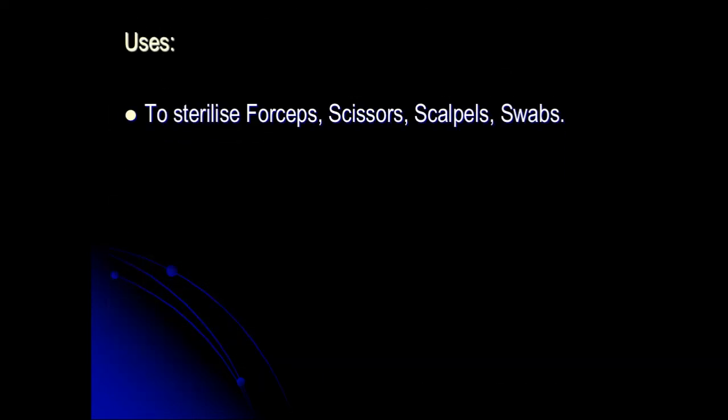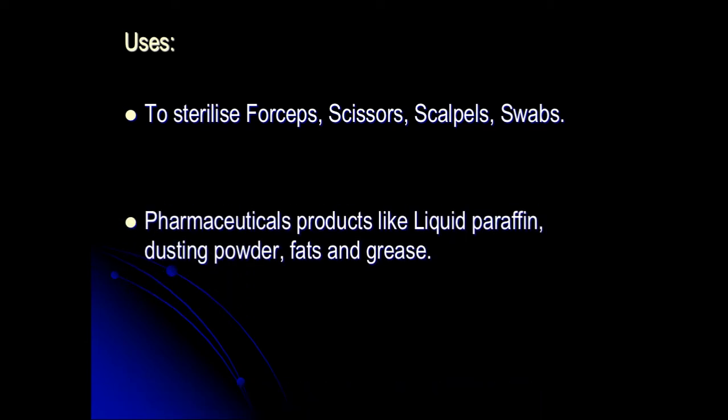By this method you can sterilize forceps, scissors, scalpels and saws. The second most important use is to sterilize pharmaceutical products like liquid paraffin, dusting powder, fats and greases, which cannot be sterilized by moist heat sterilization. Now in the hot air oven you have to take some precautions.